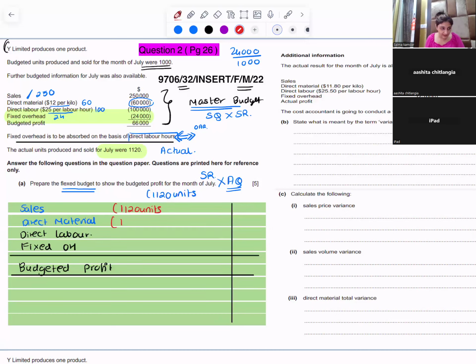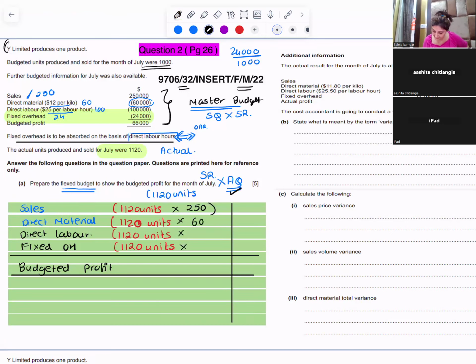So I will write that. Everything will be for 1120 units. You flex the budget for the actual quantity. So actual quantity into standard rate. What is the standard rate? Come on, sales: 250 into 1120. Now just give me the standard rate.